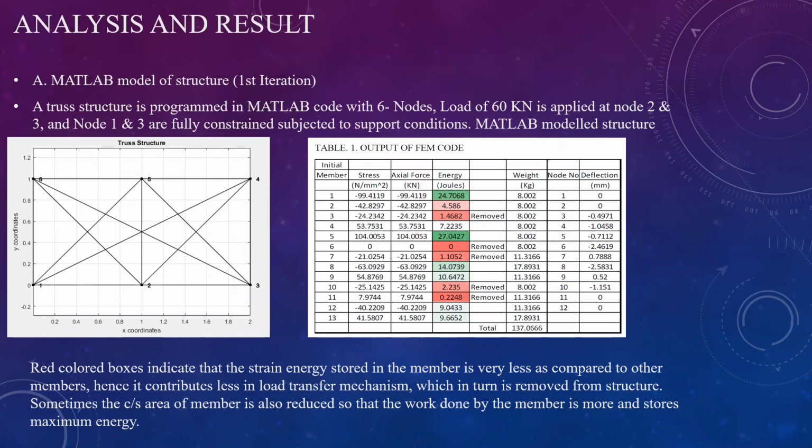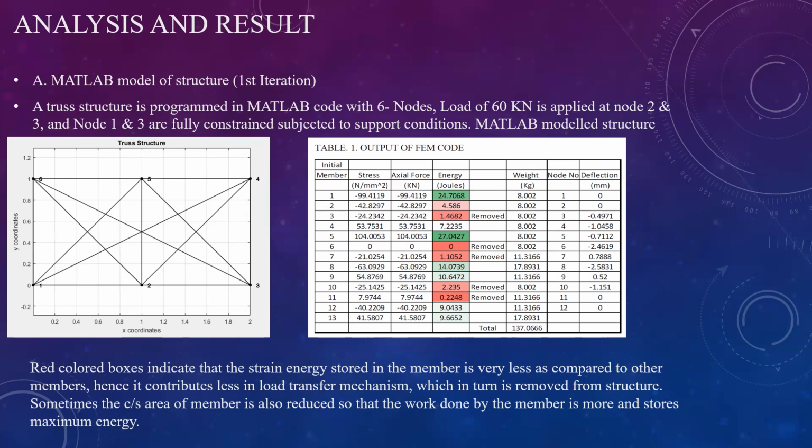So, the analysis and results of the given finite element method and Matlab are given here. A Matlab model of the structure with the first iteration. A truss structure is programmed in Matlab code with 6 nodes. A load of 60 kilonewtons is applied at nodes 2 and 3, and nodes 1 and 3 are fully constrained, subject to support conditions. Matlab modeling of the truss structure. Here it is given in this diagram, the truss structure with the x coordinates and y coordinates.